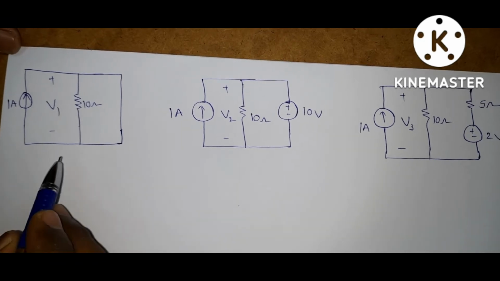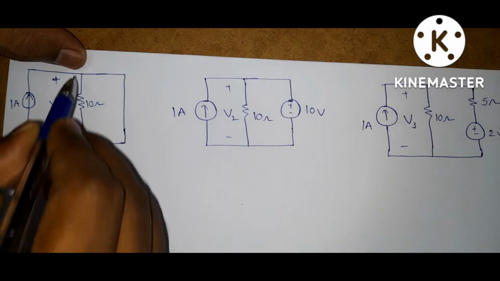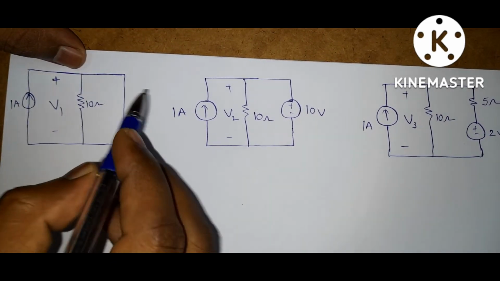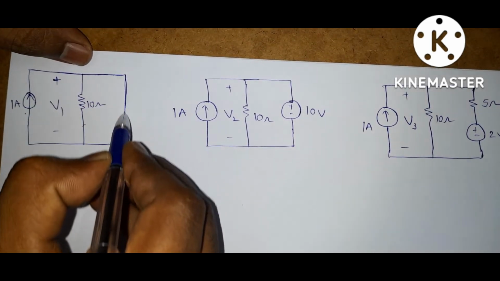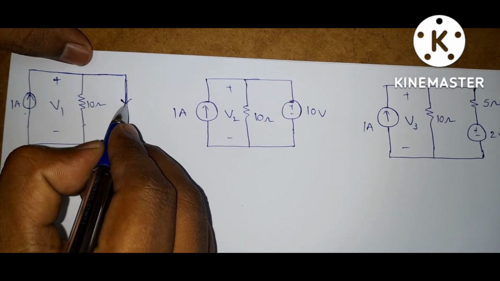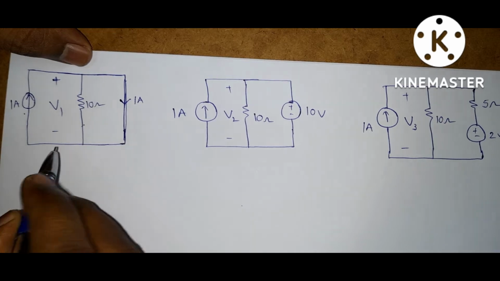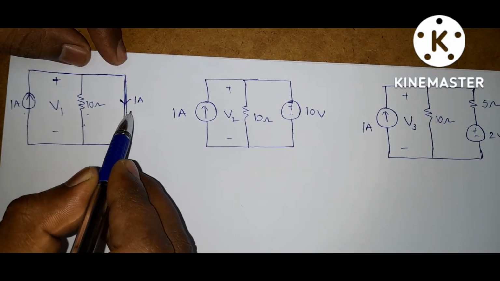If you observe the first circuit, V1 is the voltage across a short circuit. All these three elements are connected in parallel. So this is a current source, this is a 10 ohm resistance, and this is a short circuit. Current always chooses the short circuit path. This 1 ampere is flowing through that path, because this is 10 ohms, and a short circuit means 0 ohms.